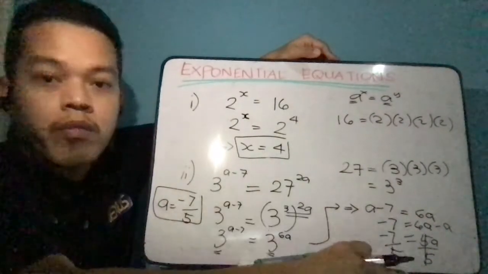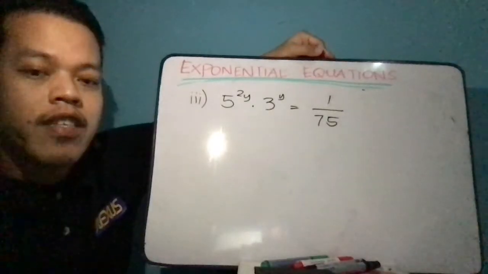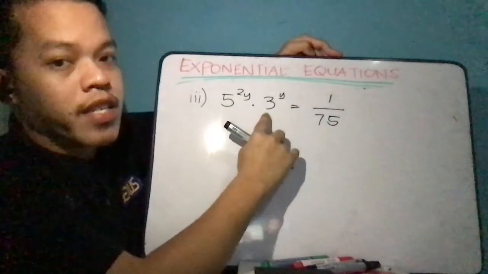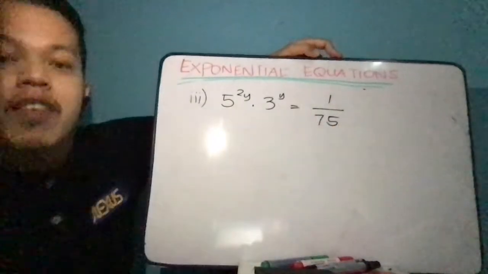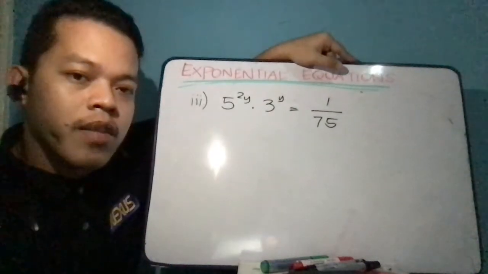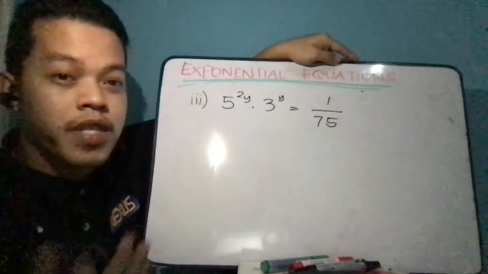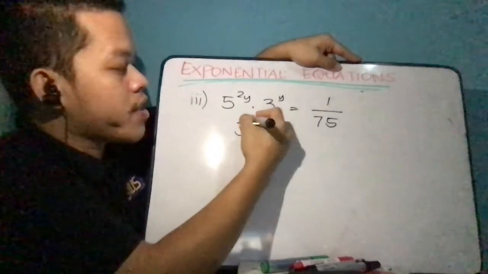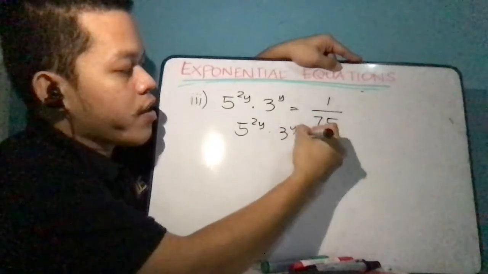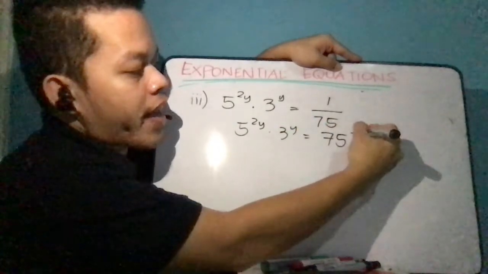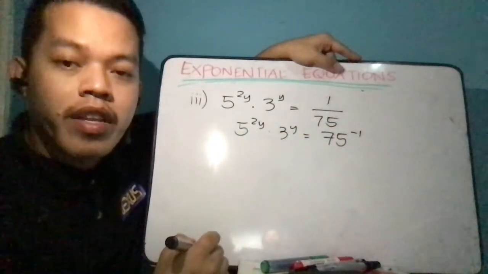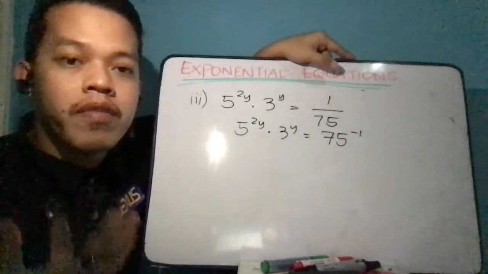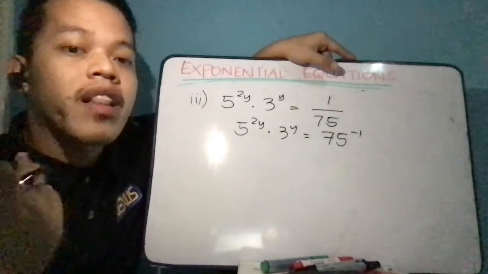Okay, let's try more problems. Let's have this one. As you can see, we have two different bases here, 5 and 3, and we have 75. The first and the best way to do this is to transform 75 into a negative exponent, because once you make this a negative exponent, you will observe that you will have 75 to the negative 1. Remember the definition of your negative exponent. If you want to transform a positive exponent to a negative exponent, you find the reciprocal of the base.